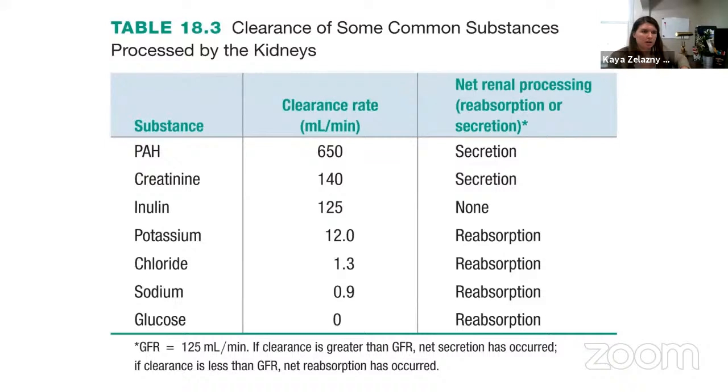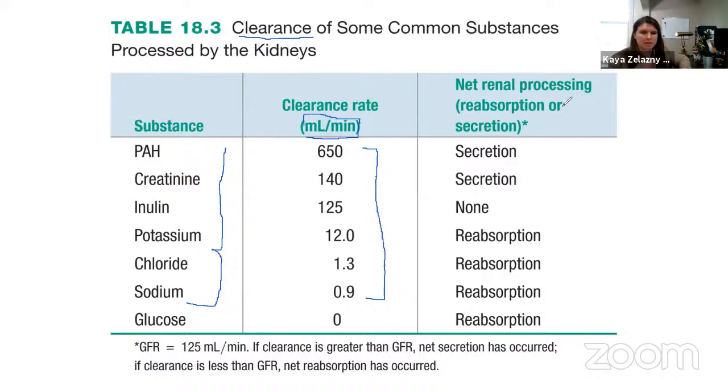So here we have a table of the clearance of some common substances from the kidney. When we refer to the clearance, what we're saying is the number of milliliters per minute that is going to end up in the urine, essentially. Here we can see our clearance rate for PAH, creatinine, insulin, potassium, chloride, sodium. Here we have positive clearance rates for all of these, so we are going to see some of them in the urine.